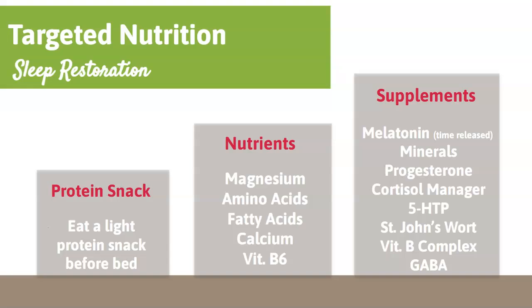A cortisol supplement, cortisol manager, and even some precursors to some neurotransmitters, like 5-HTP, which is a precursor for serotonin, or St. John's wort, vitamin B complex, or GABA itself. You can buy GABA in a supplement store.